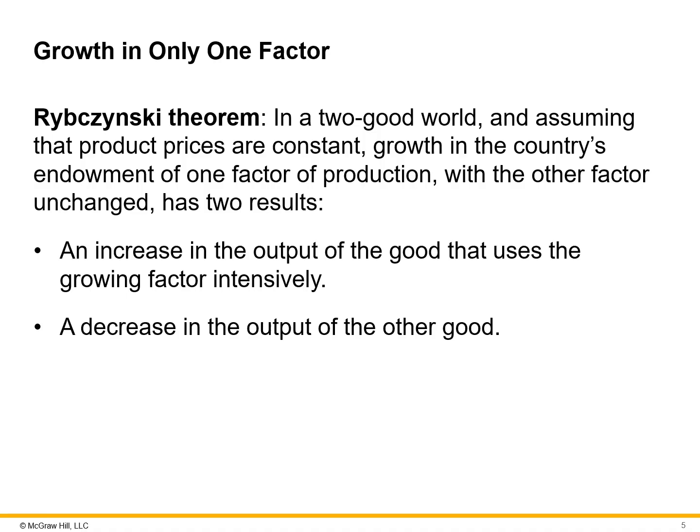And this is a fun one, right? The Rybczynski theorem. As you got through your reading, you'll see that it states that if product prices remain constant and one factor grows, output of the good that uses that factor intensively will increase, while output of the other good will decline. The result surprises you. If you look at it, growth in one factor can reduce output in another sector.